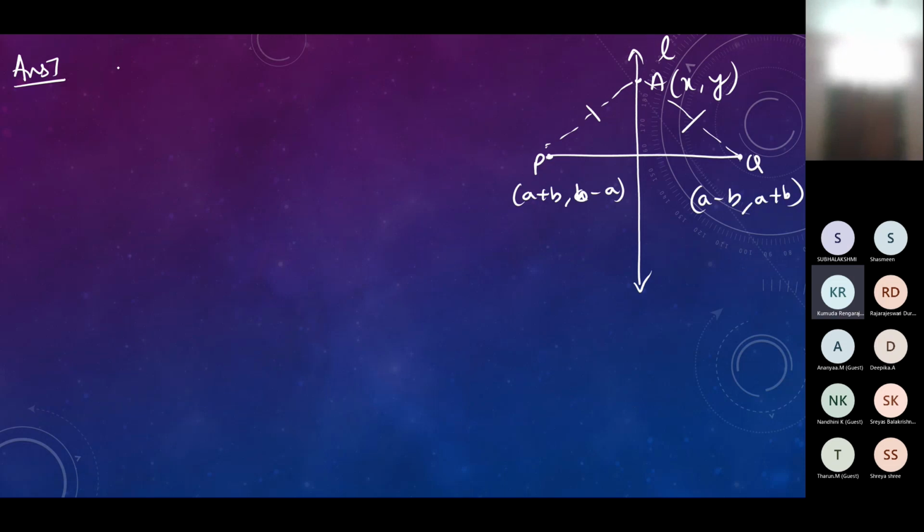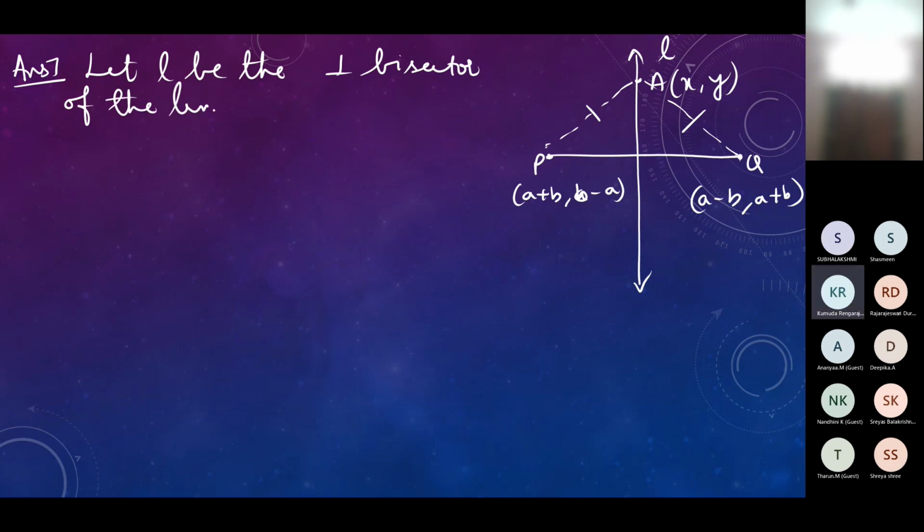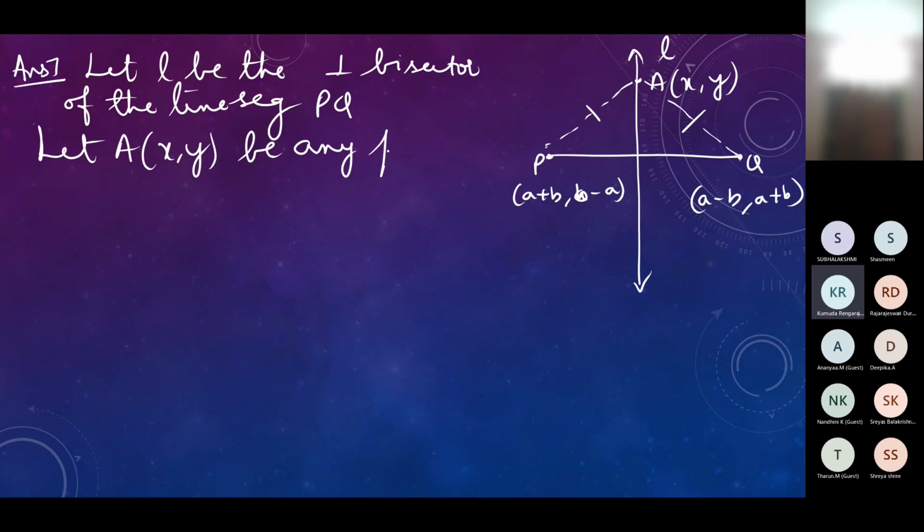So now let L be the perpendicular bisector of the line segment PQ. Let A, x comma y, be any point on L. Clearly, AP is equal to AQ.